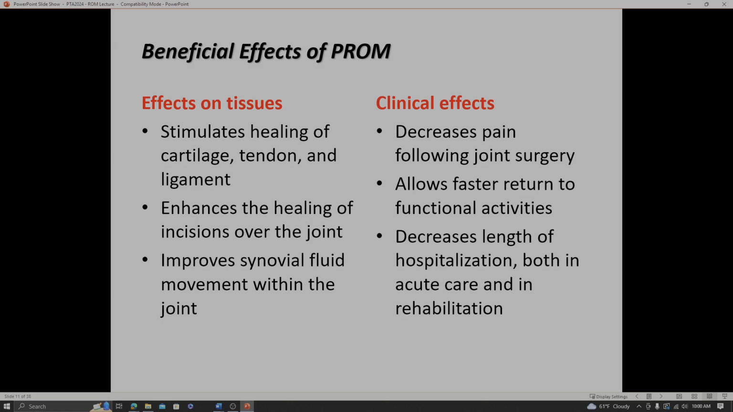Know the benefits of passive range of motion. Again, these are the big ones. So you have effects on the tissue and then clinical effects, right? So it stimulates healing, enhances healing of incisions, improves synovial joint fluid motion, right? Motion is lotion. So it has those effects on the tissues, and because it affects the tissue that way, we can help to decrease pain after surgery, allow for a faster return, moving a joint passively at the forefront rather than just immobilizing it, and usually decreases the length of hospitalization.